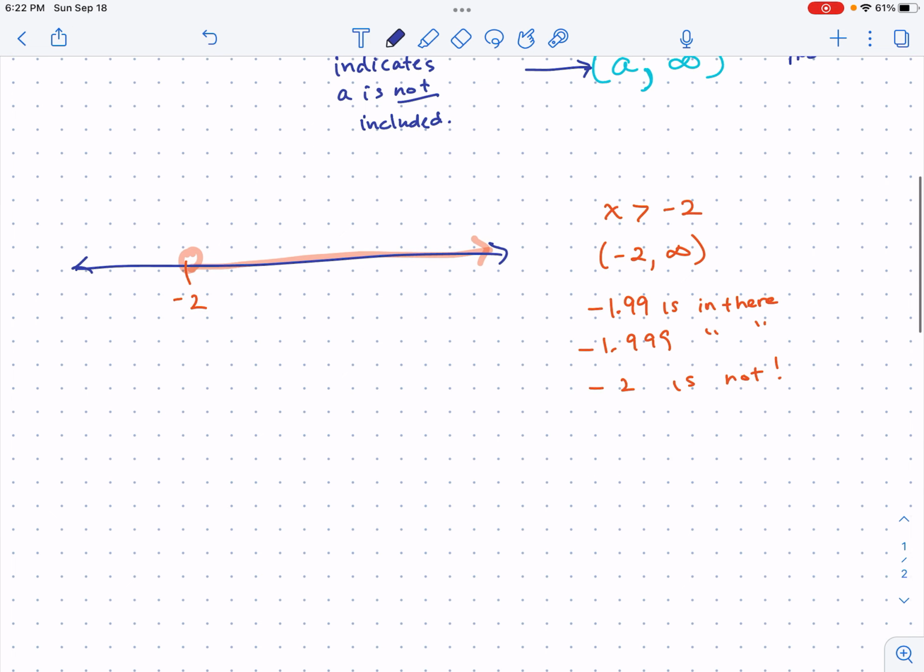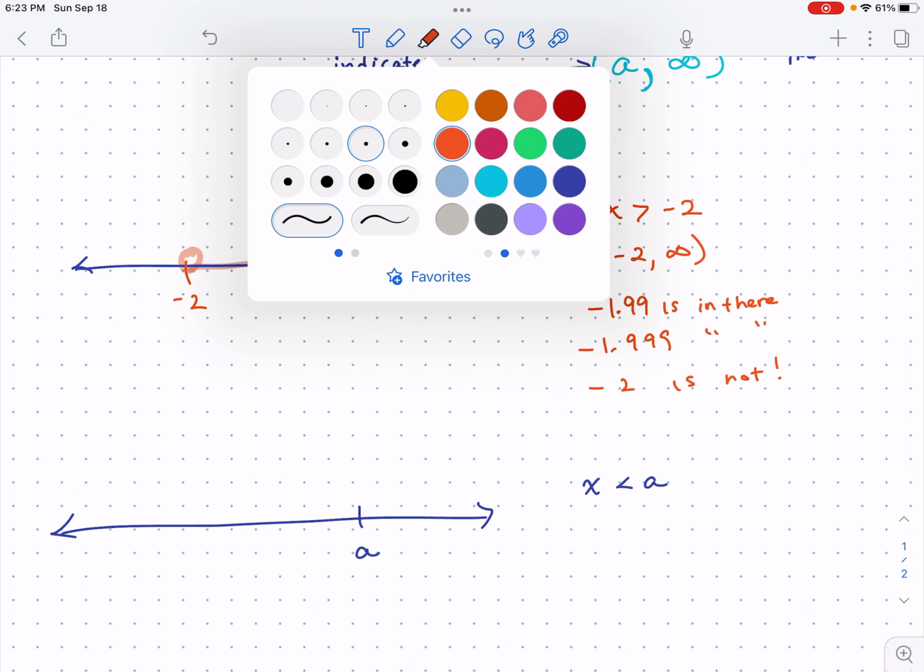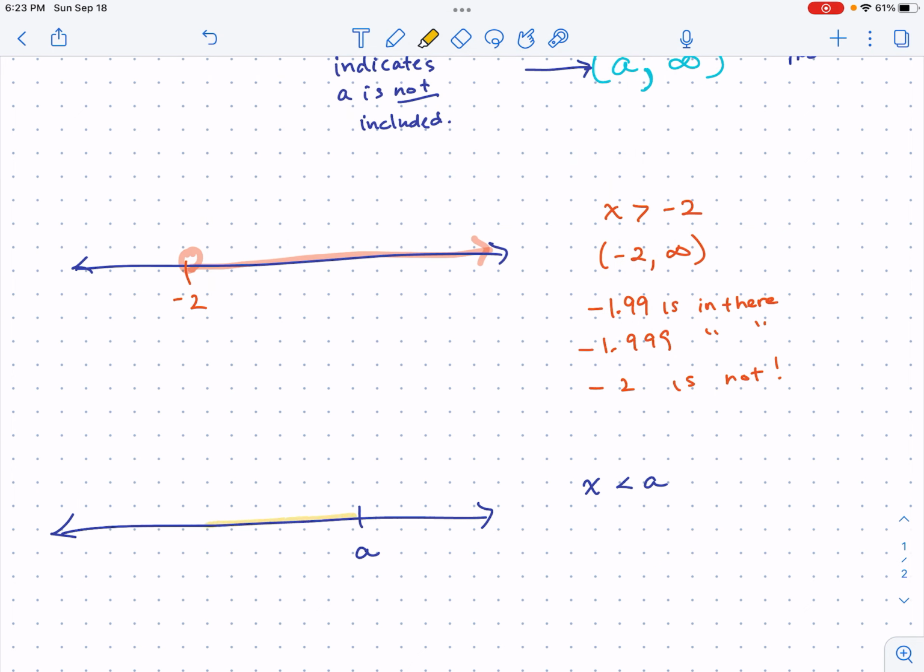So let's look at another example. Let's say I wanted to look at all of the numbers less than A. So I want to look at now the values of X that are less than A. Well, if we draw a picture of that, that is going to be the stuff to the left of A. We're not including A, so we'll put a little circle there.